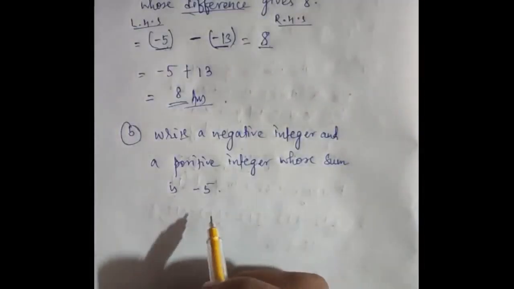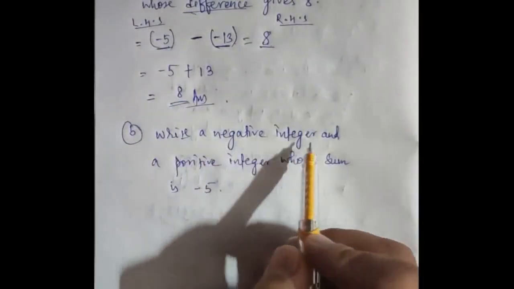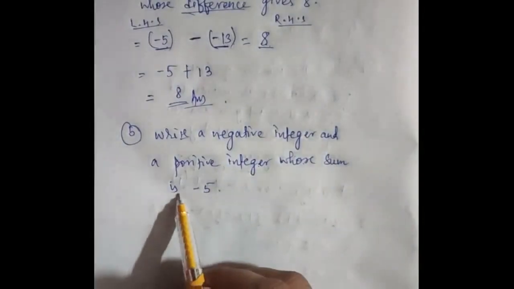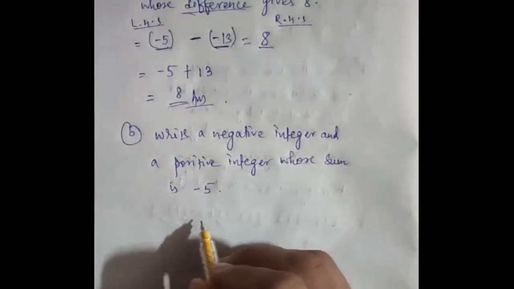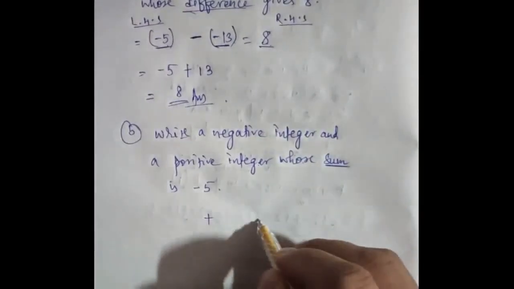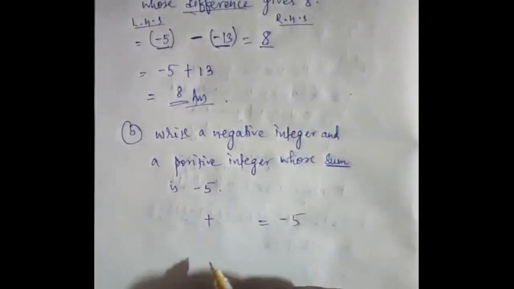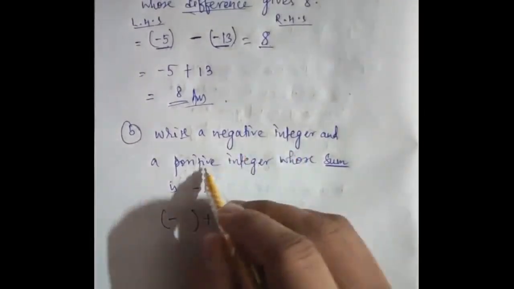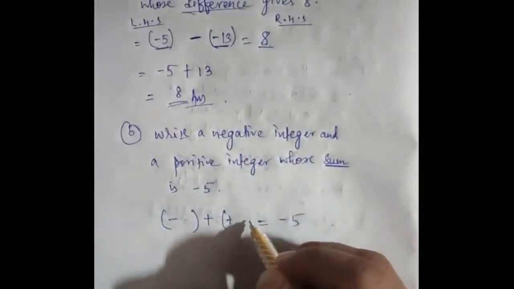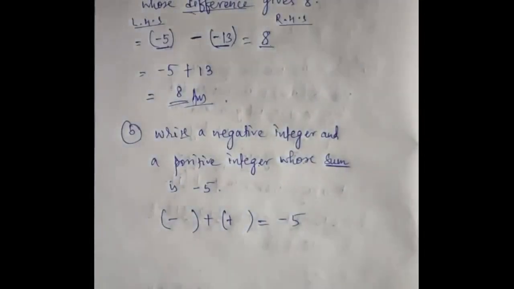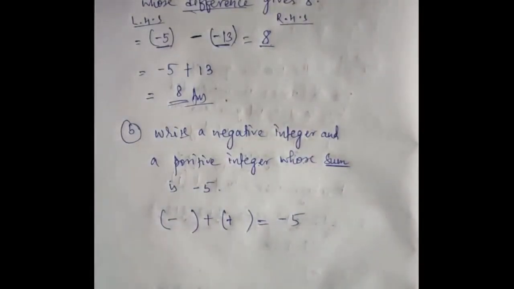Okay, our next question: write a negative integer and a positive integer whose sum is minus 5. What we have to do is plus, sum, because sum is there, right? And we have to get minus 5. The pair of numbers are, one should be a negative integer and another should be a positive integer. No need to use brackets for positive, still for better explanation I have done this. So it is very easy.